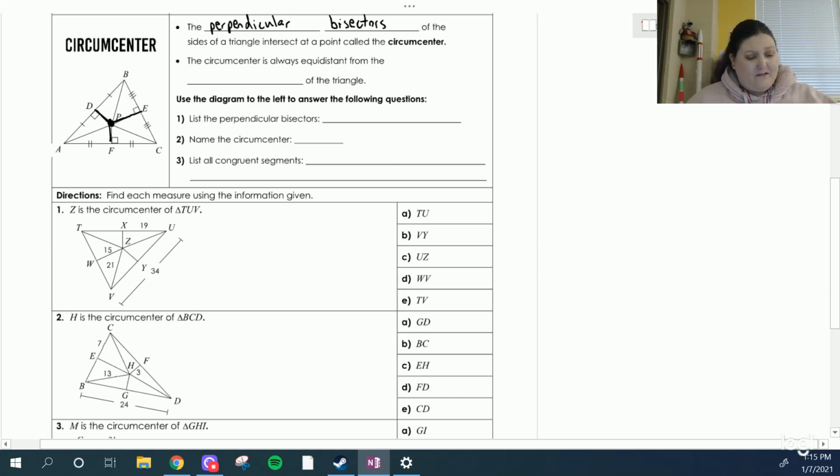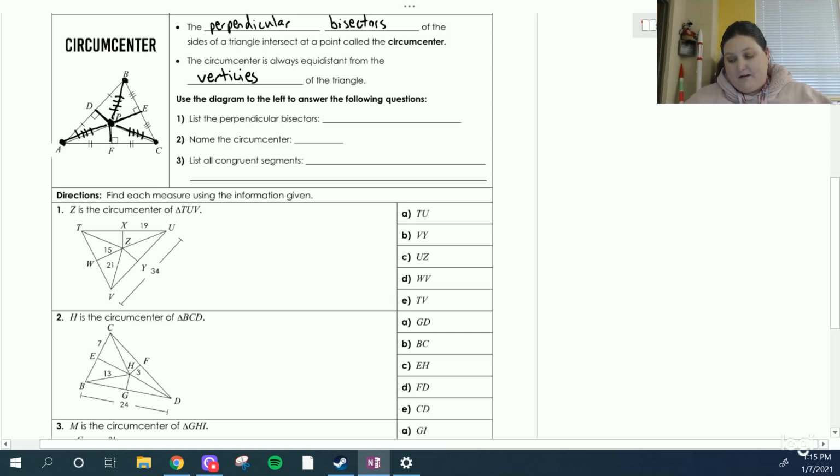The circumcenter is always equidistant from the vertices of the triangle. So they're always equidistant from these 3 points. That's where these other 3 lines come from. They are all equidistant. So they want us to list the perpendicular bisectors. I'm not going to do this part. This part is listed out on yours.